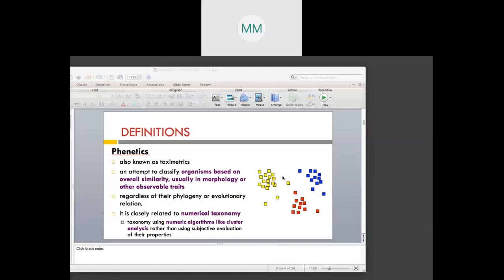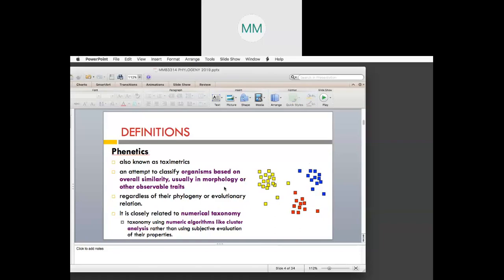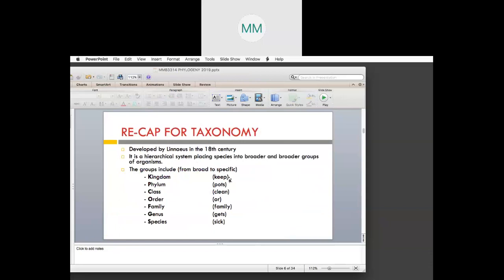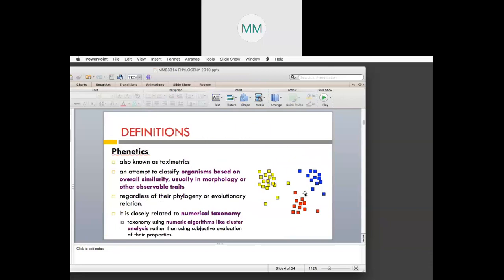So it's regardless sebab kita, walaupun dia tengok similarities, dia tak tengok dari segi macam mana karakter tu ancestral or descendant. If it's going to be phylogeny or evolutionary, the representation will be done in a phylogram or a cladogram. But in this case, for phenetics, usually in the form of cluster. So they use numeric algorithms like cluster analysis rather than using subjective evolution. Subjective evolution macam case taxonomy lah for their properties. So again, characters dia akan tengok based on cluster macam ni lah. Am I clear ataupun ada soalan kat sini?